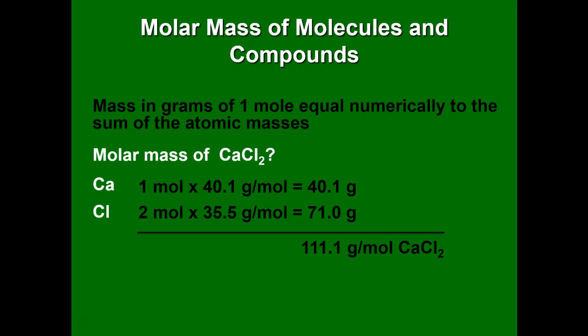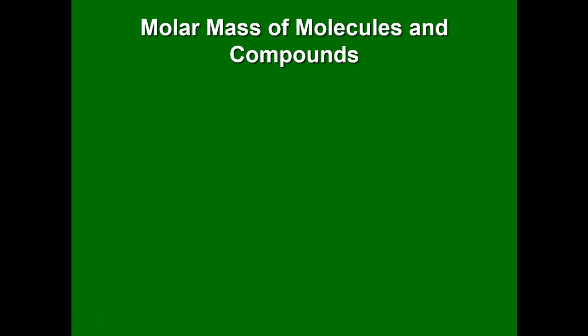Just like a molecule of calcium chloride would weigh 111.1 atomic mass units, a mole of calcium chloride would weigh 111.1 grams. All right, that's an ionic compound.